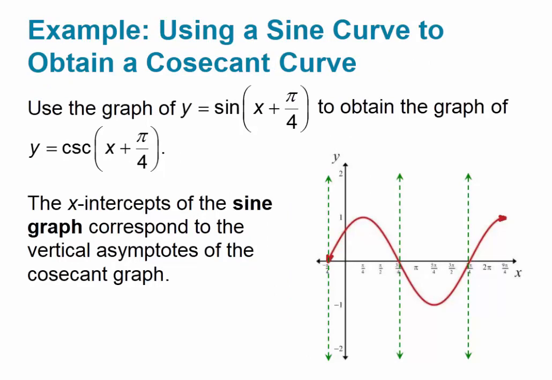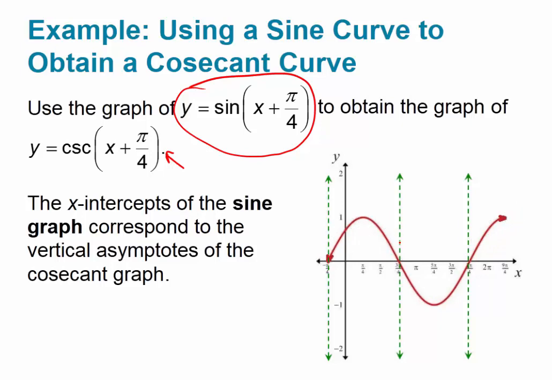All right, let's take a look now at an example of using the sine curve to obtain a cosecant graph. So we want to graph this. Let's say this was our question here: graph y equals the cosecant of x plus pi over 4. Well, to do that, we're first going to start by graphing the sine function with the same a, b, and c in it. So we've just got the sine function of x plus pi over 4, and we would use our skills to graph this.